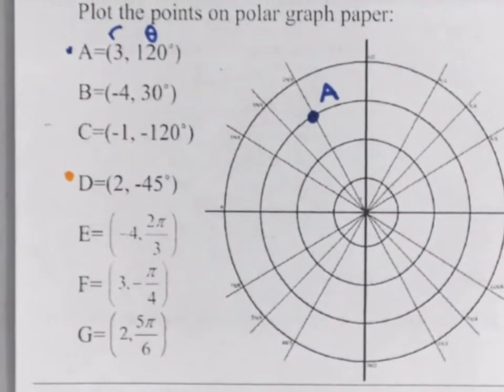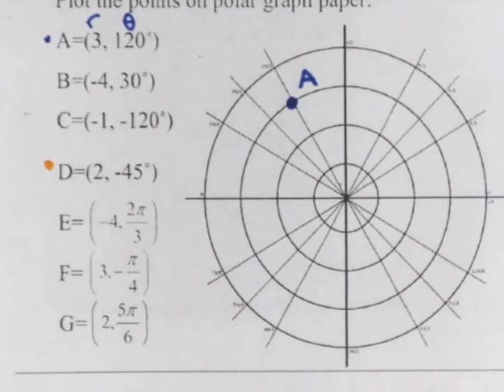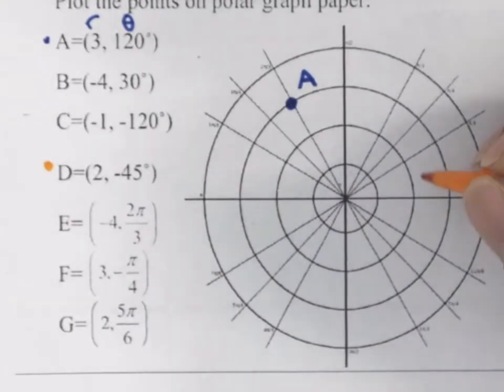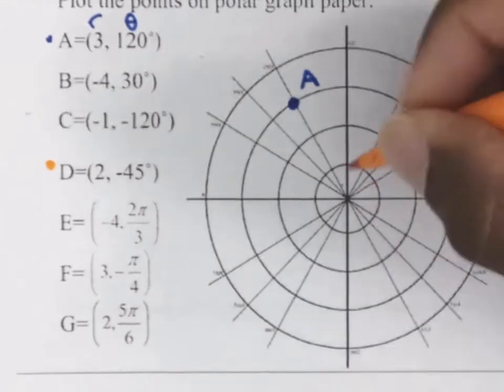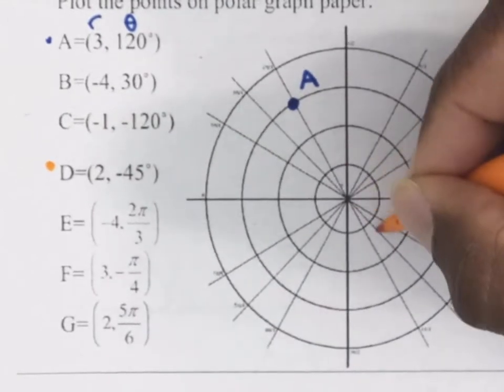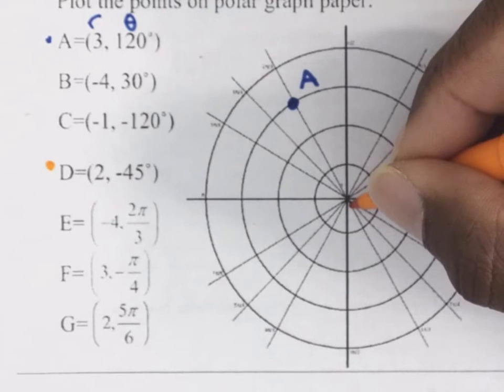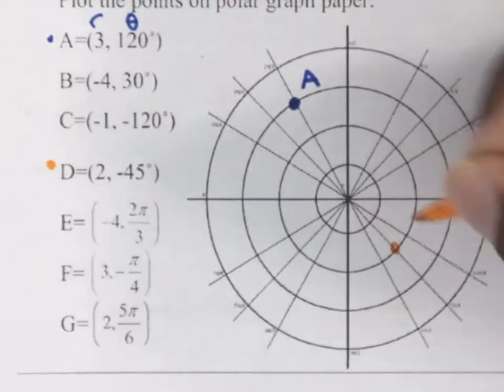Negative 45, which quadrant is that in? Fourth. So instead of going positive 45, I go in the opposite direction, and it's negative 45. So this would be my angle. How far out do I go? 2. So 1, 2. It's point D.